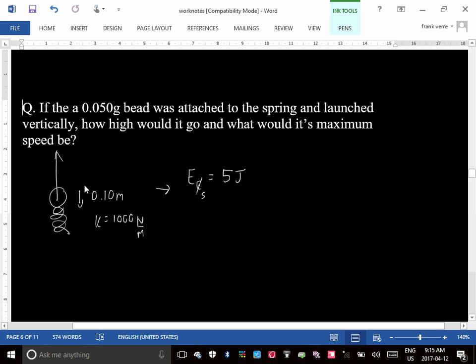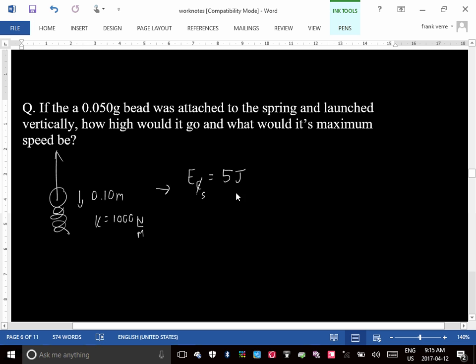That energy is going to be converted into initially kinetic energy only. Well, actually, it's going to be converted to both. But at some point, it's going to have maximum speed, and at some point, it's going to have maximum potential energy. So, if you think about projectiles, right, this bead is going to go from a height.